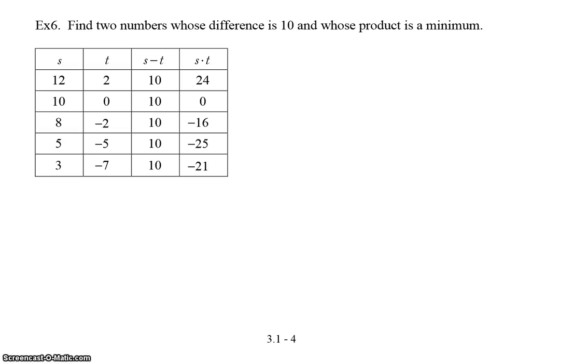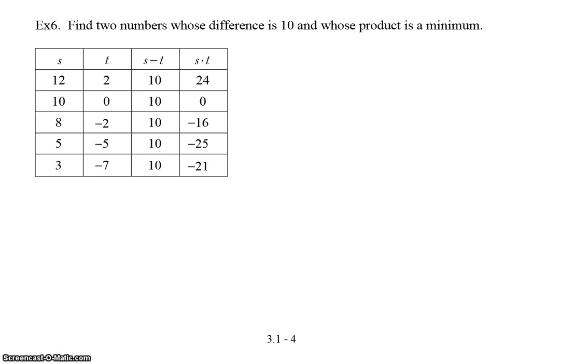You can notice that when you have 5 and negative 5, you get negative 25, which is, at least among the pairs of numbers shown in the table, the smallest, the minimum product of those numbers. So it would appear from the table perhaps 5 and negative 5 would be the two numbers we're looking for. But we want to get the result beyond any doubt. And for that purpose, we can set up a quadratic function to represent the situation.